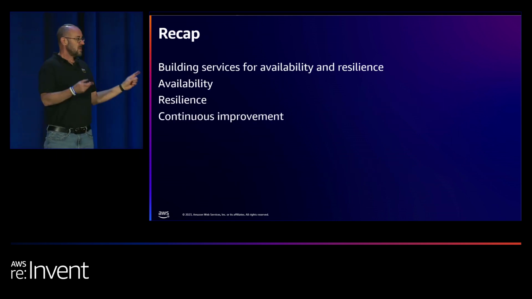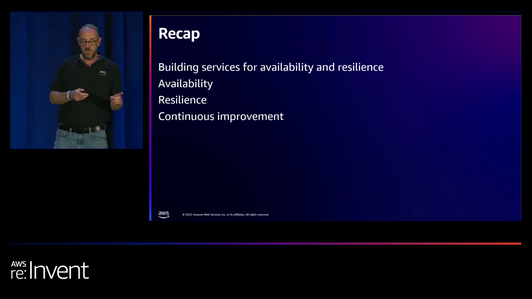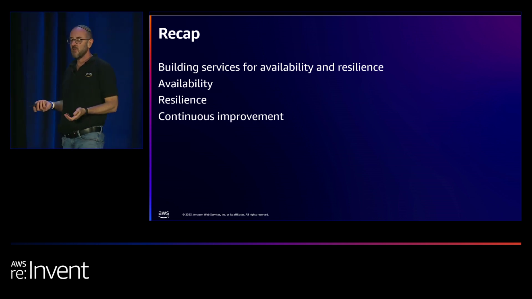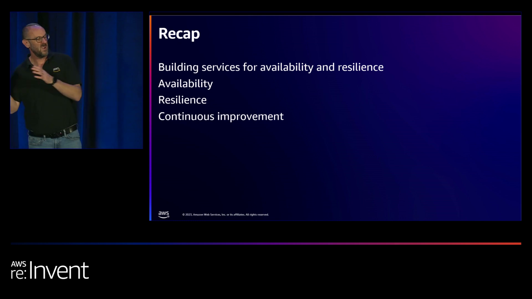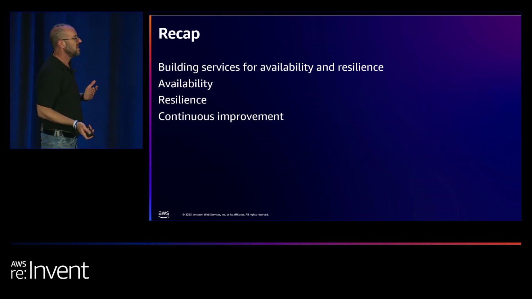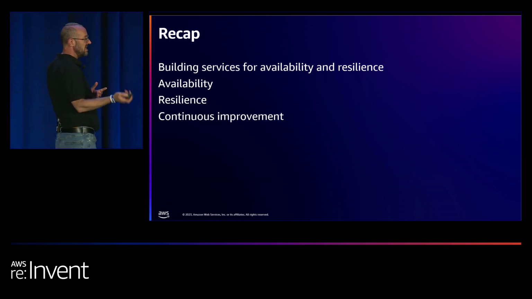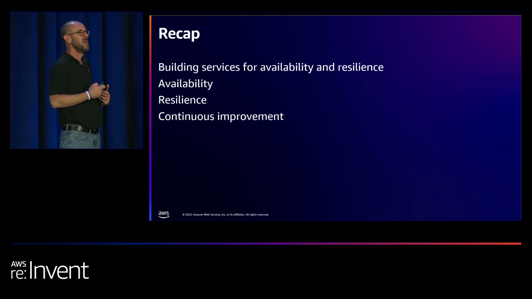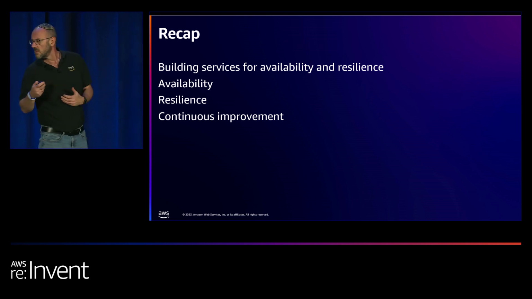Let's recap what we did today then. So we talked a little bit about how we build services for availability and resilience. We talked about what the difference is, how we measure availability, how we look at it inside our organizations. Same thing with resilience, how we take steps, and we are, as we say, skeptical cautiousness.